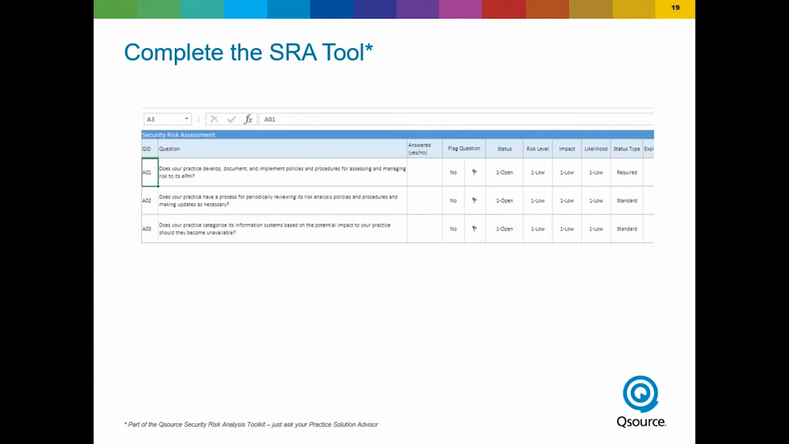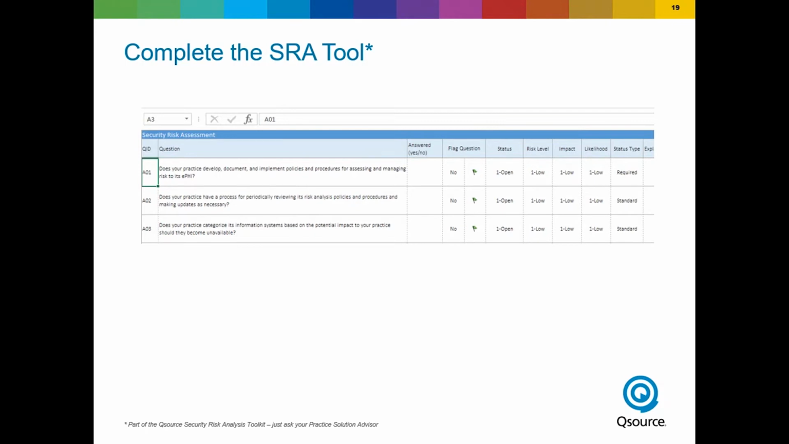And then what's the likelihood? Well, if you live in the Midwest, your likelihood is definitely going to be higher than if you live in East Tennessee where there's mountains all around, and very rarely does a tornado hit. So those are all things that you're going to be looking at. And when you find something with a high risk level or a high impact or high likelihood, those are things you want to look at and say, is there something we can do to reduce this risk?